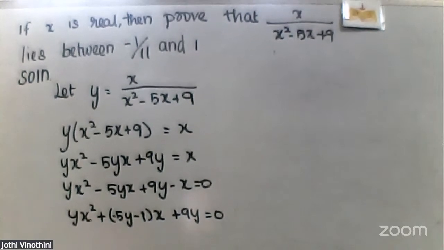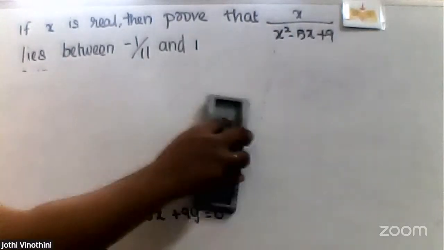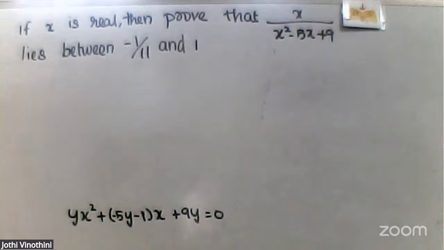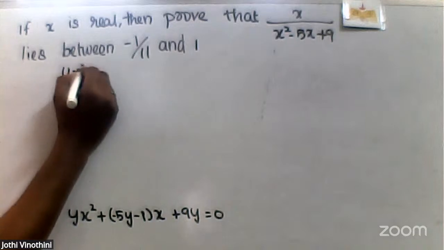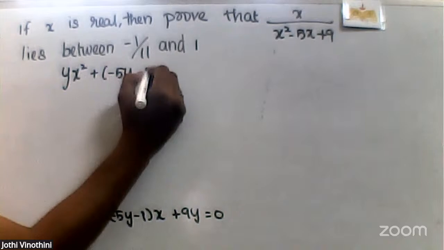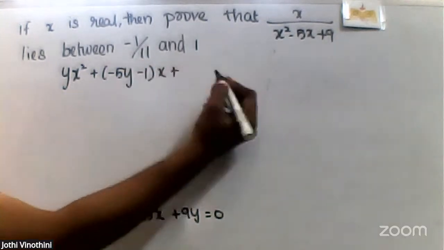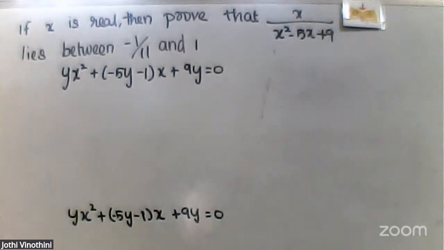I hope you all copied this. So what we find is yx squared minus (5y plus 1) multiplied by x plus 9y equals 0. We find up to this, right?